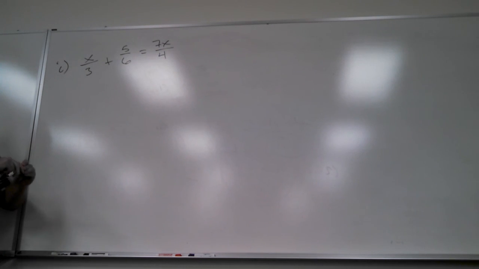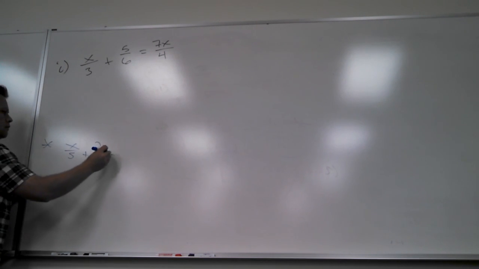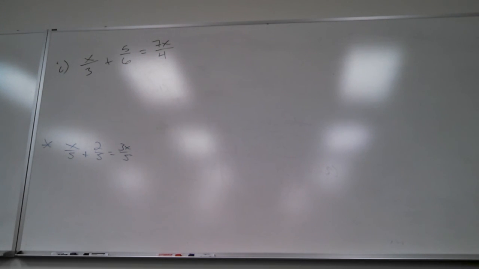And so, a little side note, an easier problem. If I had this problem, why is that an easier problem? They already have the same denominator, and then what can I do? They're all divided by 5, so what would be a good first step? Multiply both sides by 5.